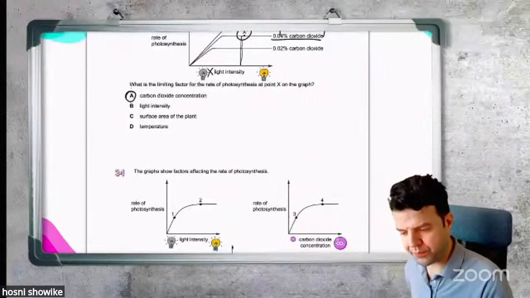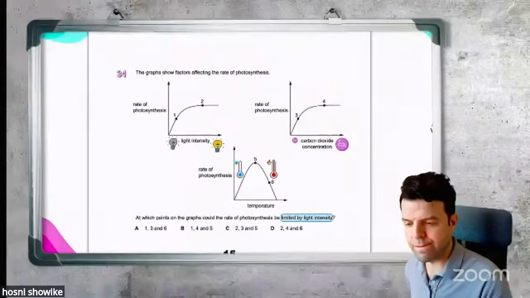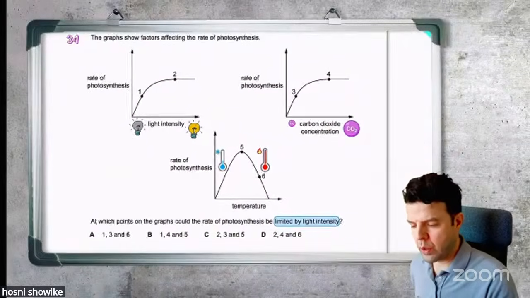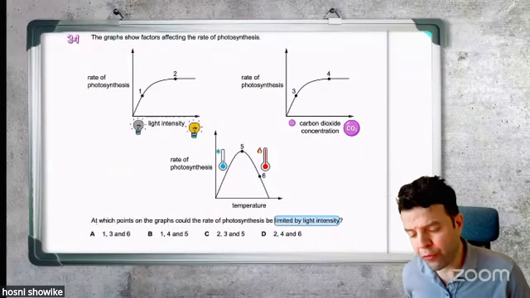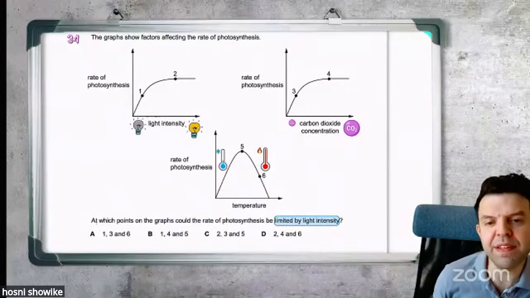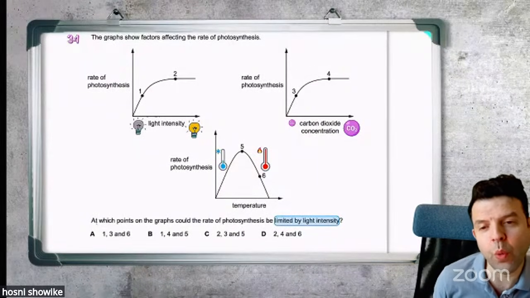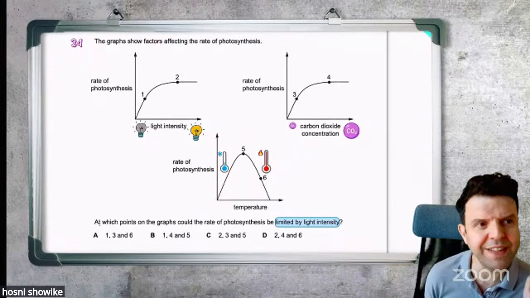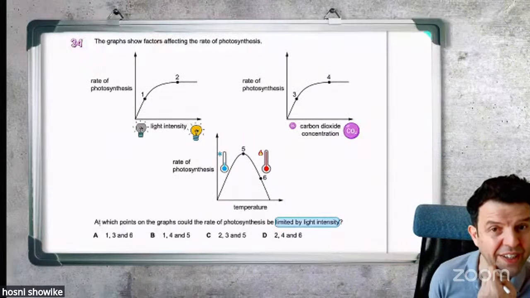Try another one. Which point with the rate of photosynthesis is limited by light intensity? So where on these graphs do I have light intensity as my limiting factor?